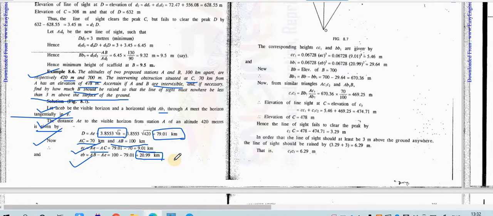This is the value which we are getting with the help of your visible horizon distances. So the first step is to calculate the distance from E. We have calculated AE, we have calculated EC, and we have calculated EB. So from this particular point where your tangent is crossing, we have to calculate the distance. Try to calculate AE first, then EC, then EB.